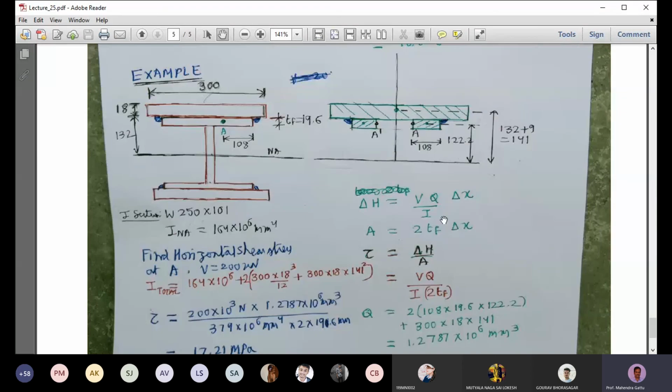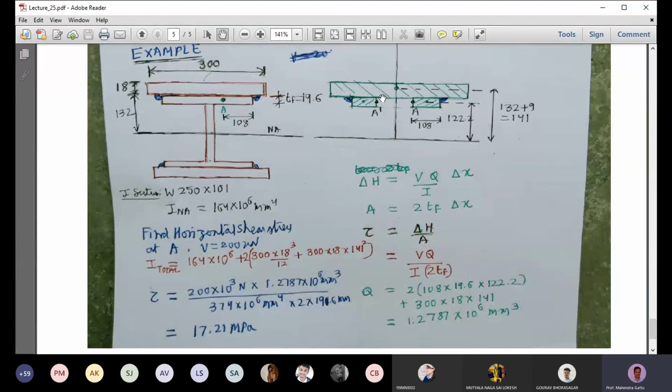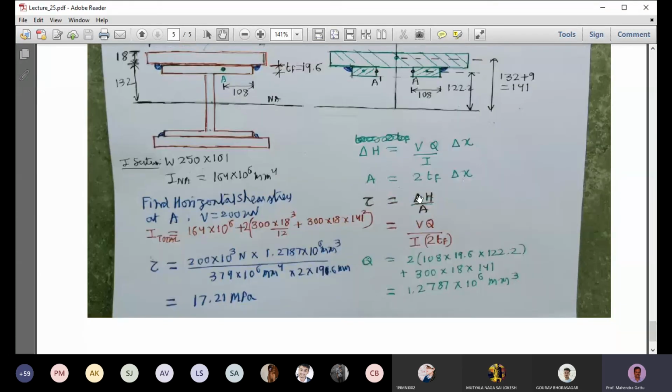As I said before, we want to find the longitudinal shear. Longitudinal shear is occurring here and here. So the total longitudinal shear is that one, and the Q value is the sum of this area and these two small areas. We'll apply the formula VQ by I delta X, and the area will be this cross section area and that cross section area. So there is 2 TF into delta X, and TF into delta X, so the total area is 2 TF delta X. The tau value will be delta H by the area, which is VQ by I times 2 TF. Delta X will cancel out, so 2 TF goes to the denominator.